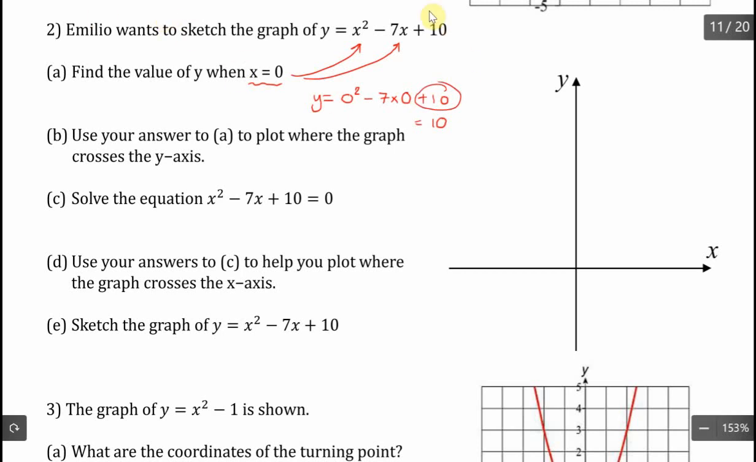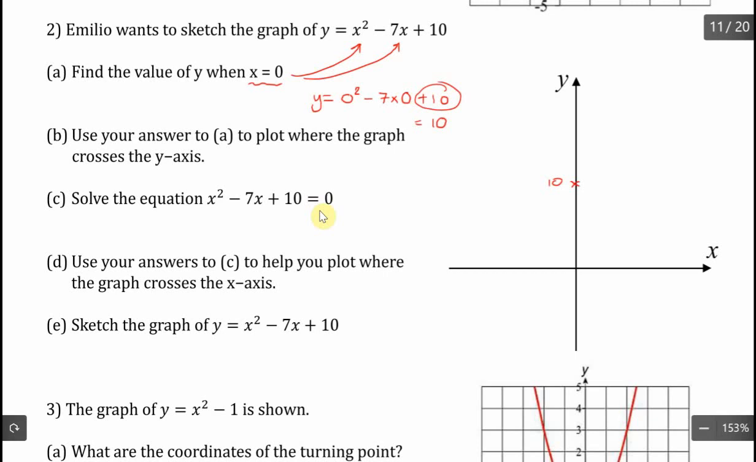Much like the constant term on its own that doesn't have any x's next to it in a linear equation is the y-intercept, it's the same in a quadratic equation as well. So you can easily identify the y-intercept of a quadratic graph. As long as it's y equals, it will just be the number on its own. Part B says, use your answer to A to plot where the graph crosses the y-axis. Now this is just a sketch and there's no numbers on this grid, so I'm just going to say that that is 10, so it goes through there.